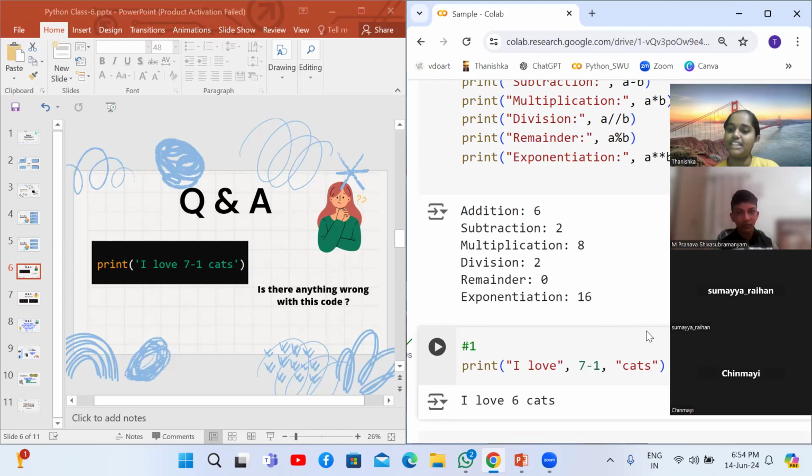Rehan, what is 7 in Python? As an integer, that's right. So then what is cats here? This is a string, right? Yes, you have written it inside the quotation. So here I didn't use any quotation because this is an integer. So if you do it in this way, you will get I love 6 cats. That's correct.